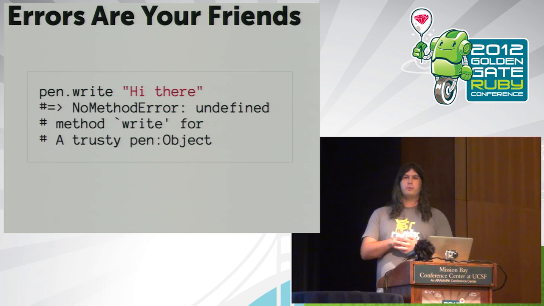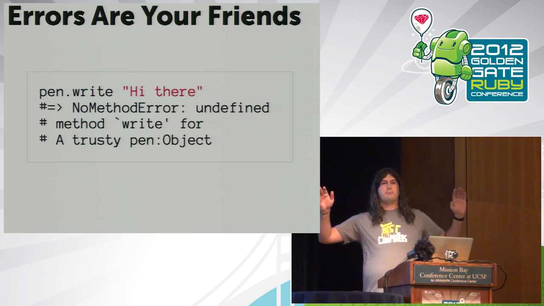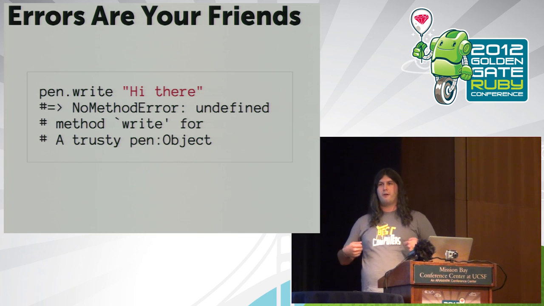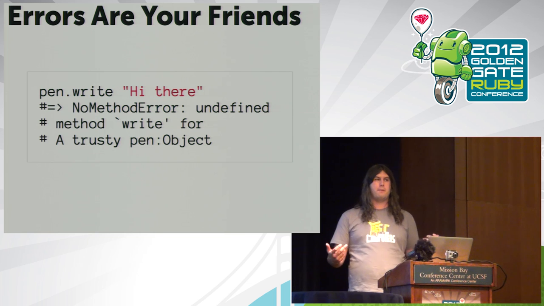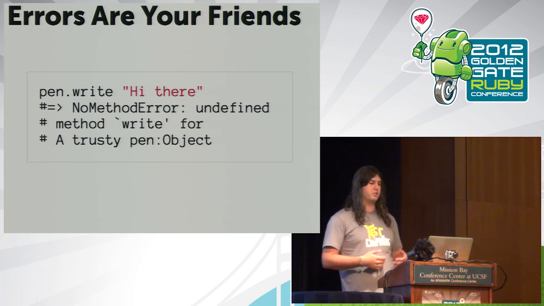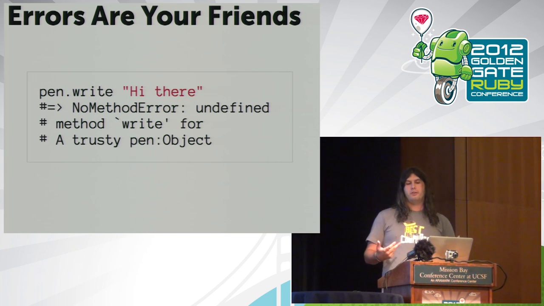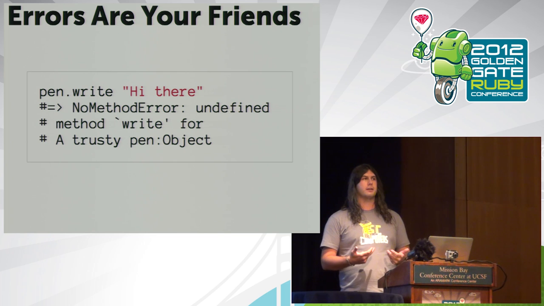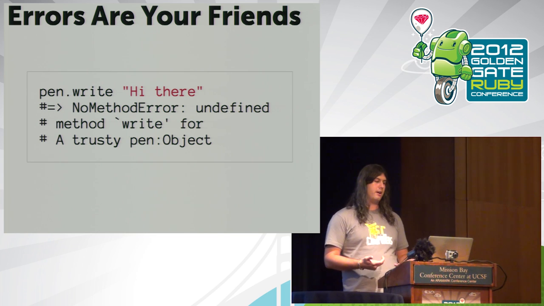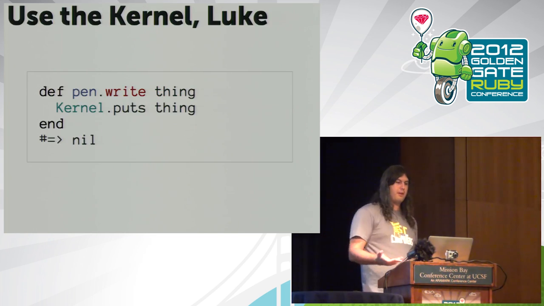And now we're just going to assume that everything in Ruby is magic and unicorns and rainbows, and we're just going to pretend that a write method exists, and we're going to get an error. But we're going to get the best error in the entire Ruby language, which is a NoMethodError. And this NoMethodError is great because it tells us what we need to do. Assuming that we've been doing this the entire time, we know how to fix what happens when a method is undefined. We can just define that method.